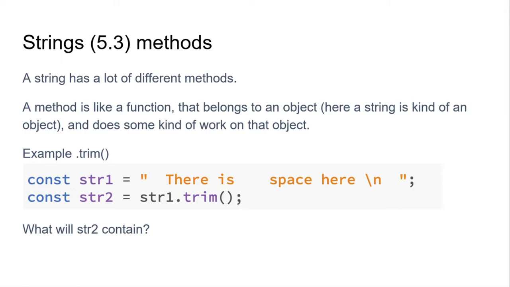Here's an example of a method called trim, where we have one string with some space and some text and some more space and some text and a new line and some more space. And then we have another string that we define as the trim version of the first string. And I ask you, what will string 2 contain? Try to console log it and see what actually happens to it. Try it now. I'll just pause the video and come back.